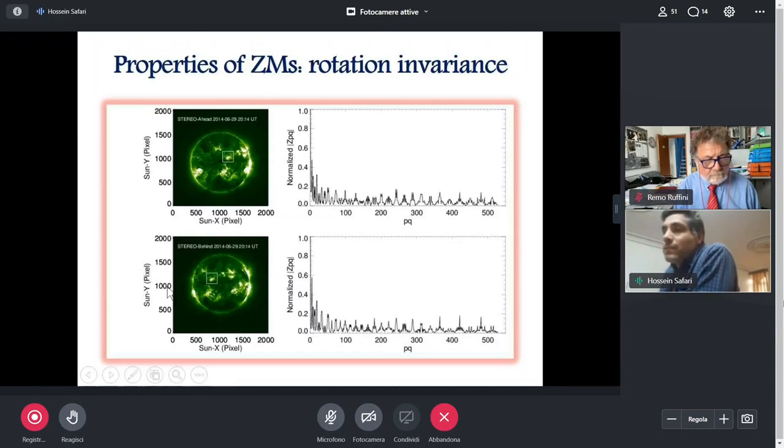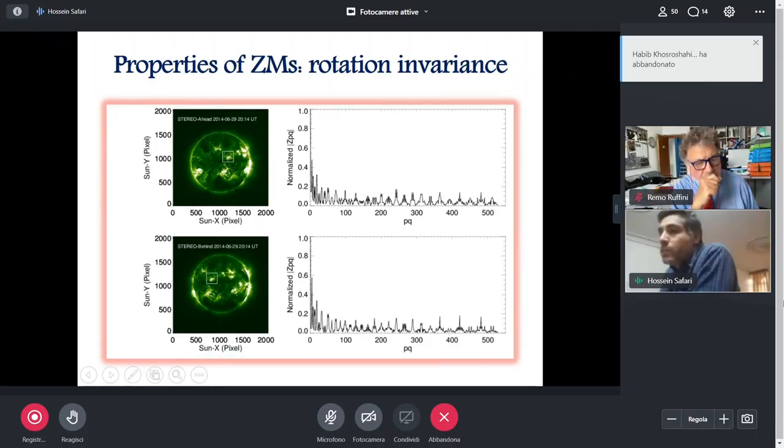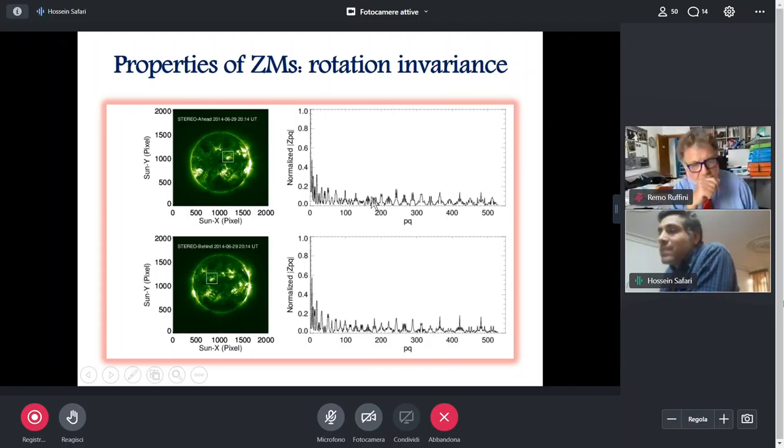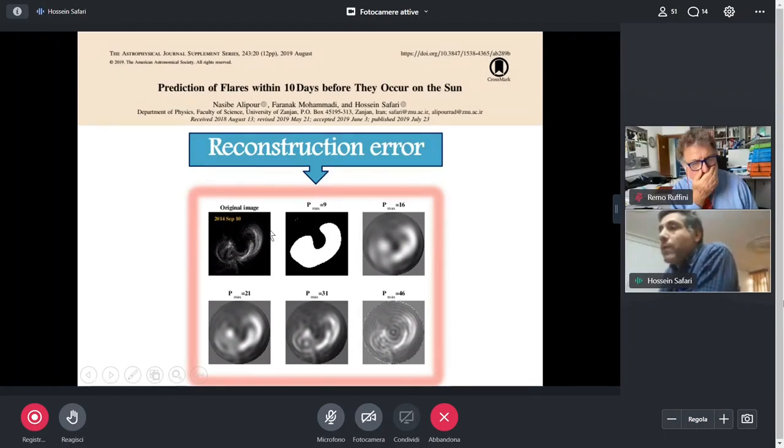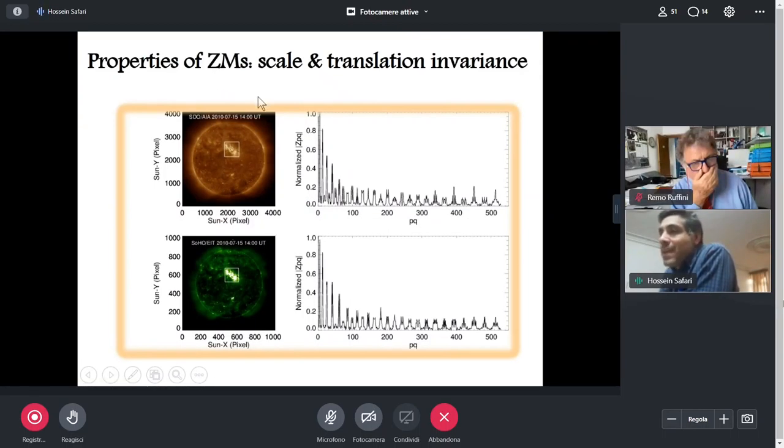There are several reasons why we use the Zernike moments. Actually, the absolute values of the Zernike moments are rotation invariant. You see the same active region from two different perspectives: STEREO A and STEREO B observe the same active region from two different perspectives. Here you see a very similar block structure for the Zernike moments, and this implies that the Zernike moment is rotation invariant. Also, by applying some image normalization, we can make the Zernike moments scale and translation invariant.